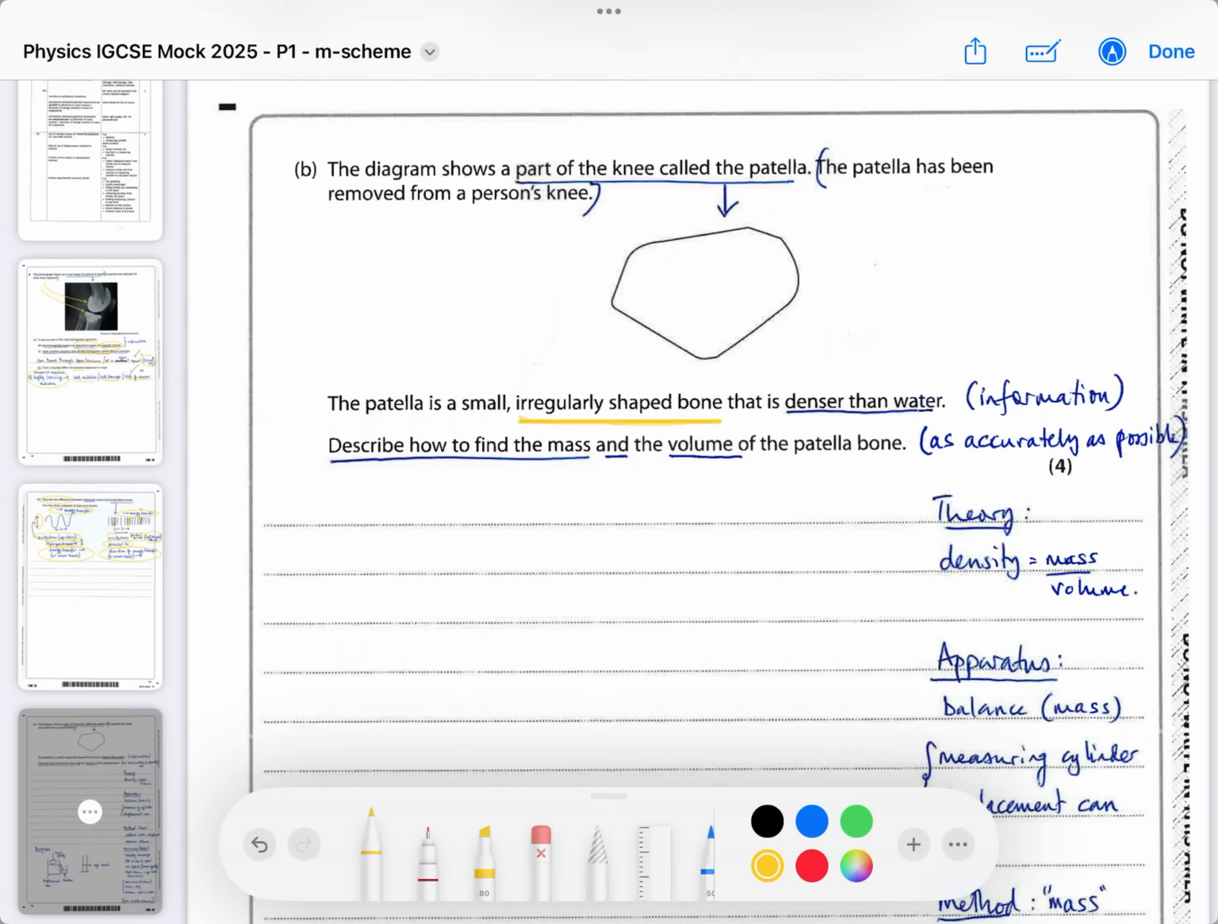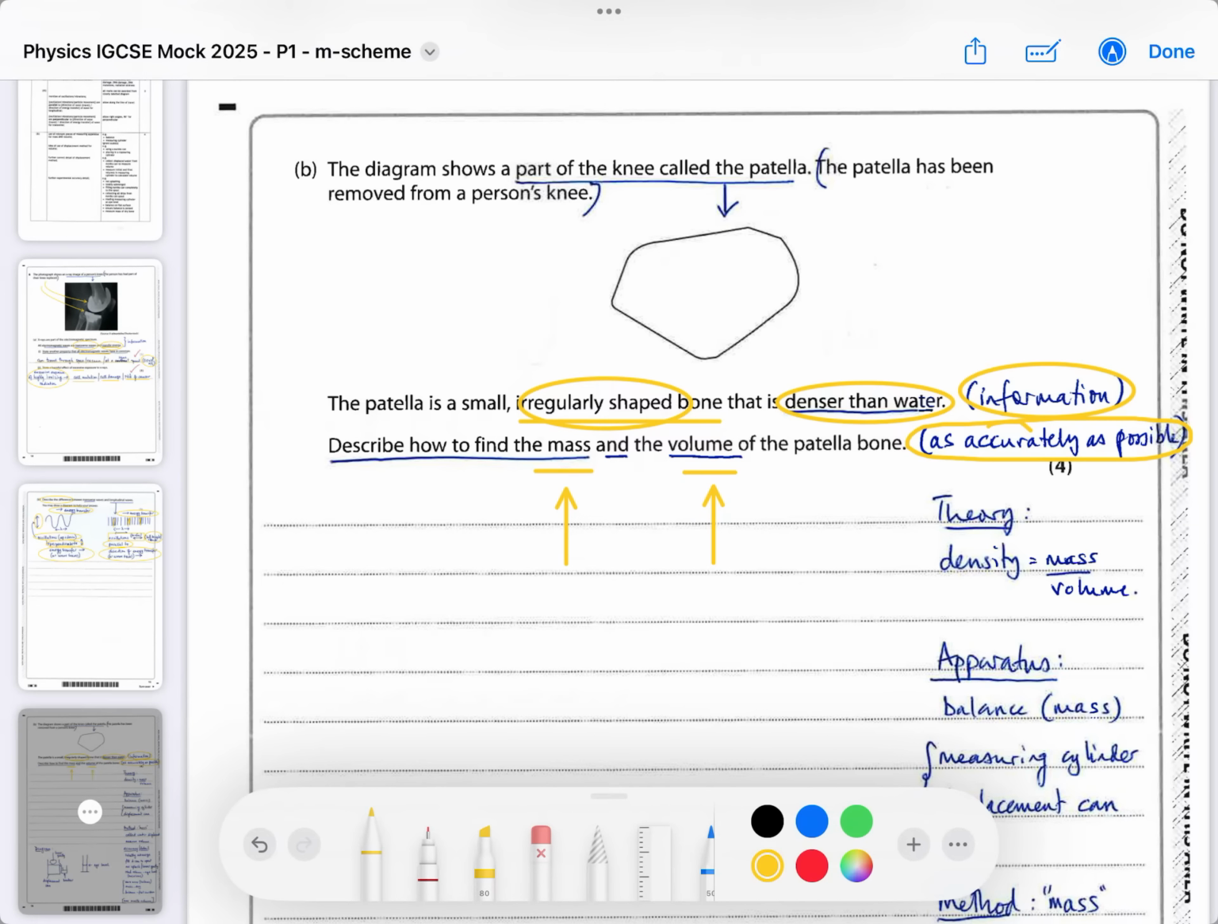And the key word is irregularly shaped, because they want you to do something to do with density. And it's denser than water, so it's not going to float. So again, they're giving you information that should trigger a thought. Describe how to find the mass and the volume of the patella. Okay? Obviously, you should do it as accurately as possible because it's another method. But they're not asking you to determine the density. They want you to tell them how to measure the mass and the volume.